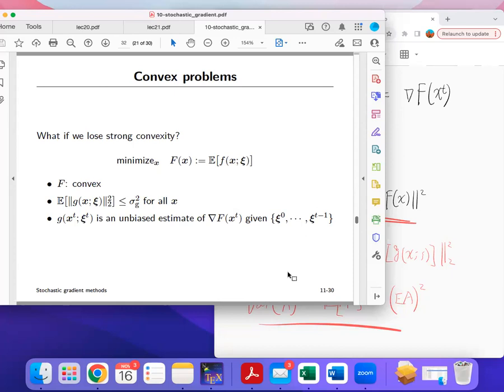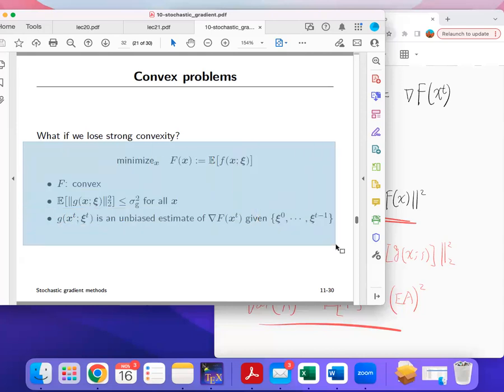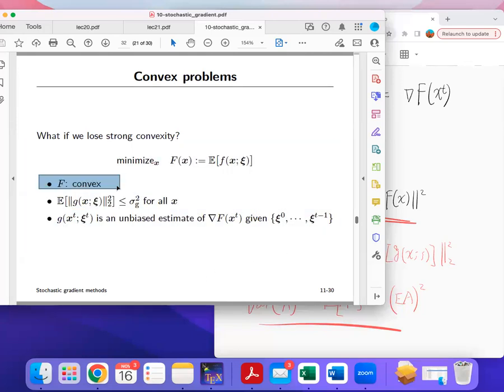Okay, and next we can also talk about the convergence results of SGD without strong convexity. Right? So the previous result is about strongly convex problems. But what if we do not have strong convexity? So in this case, we consider the same problem setup, and the only difference is that we do not have strong convexity. We only have convexity. Okay. So the previous proof does not apply anymore.